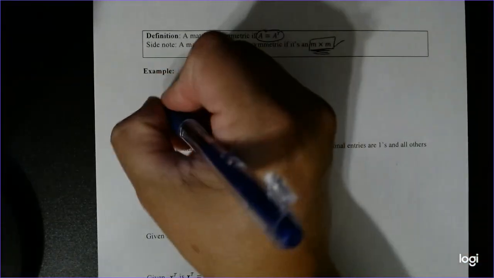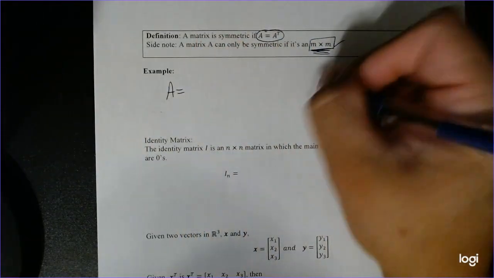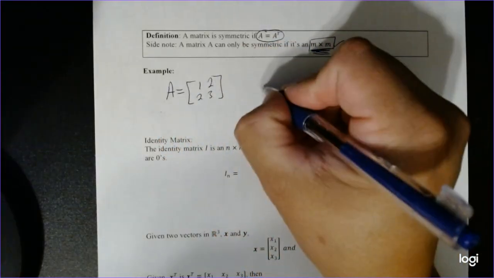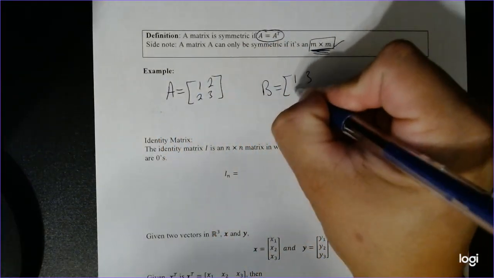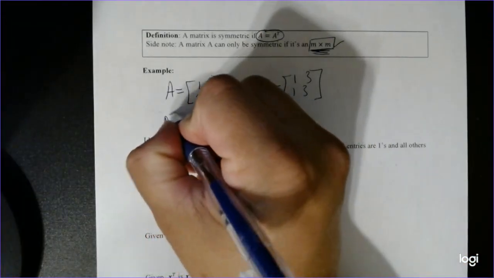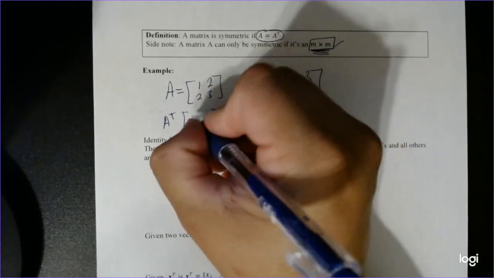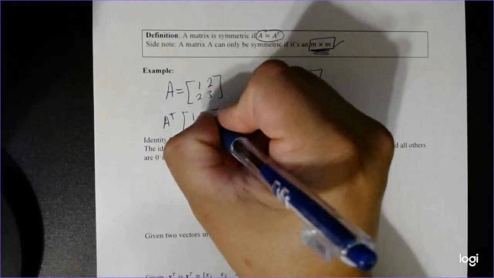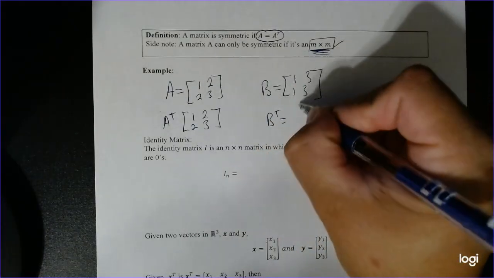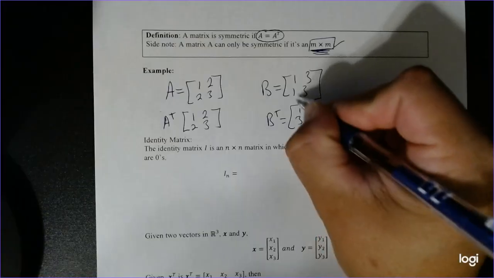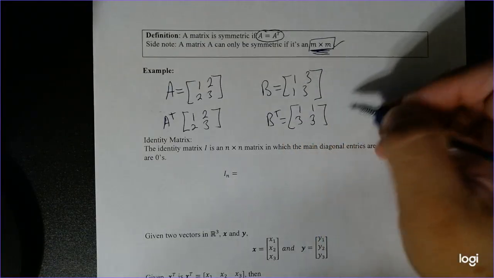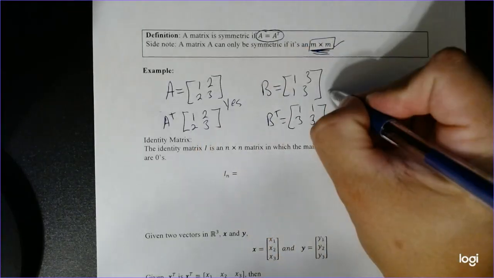Okay. So here are some examples of a symmetric matrix. Like that. If you do the transpose of this one, we get the same thing. And also for B. Oh, this one. So this would not be one. So this will be a yes, and this will be a no.